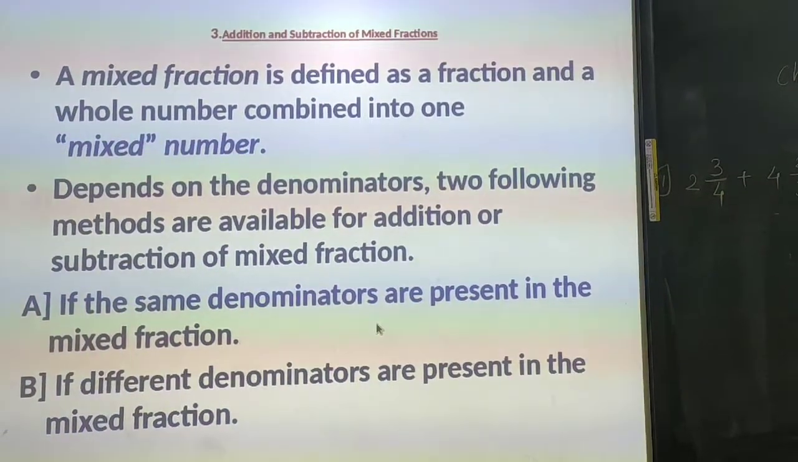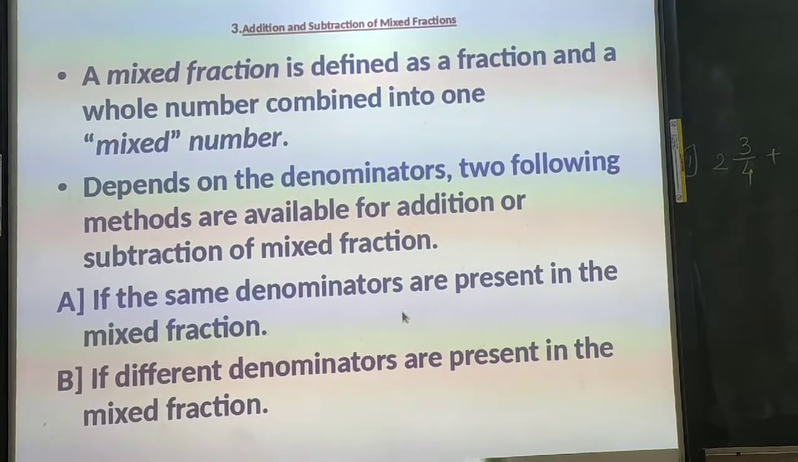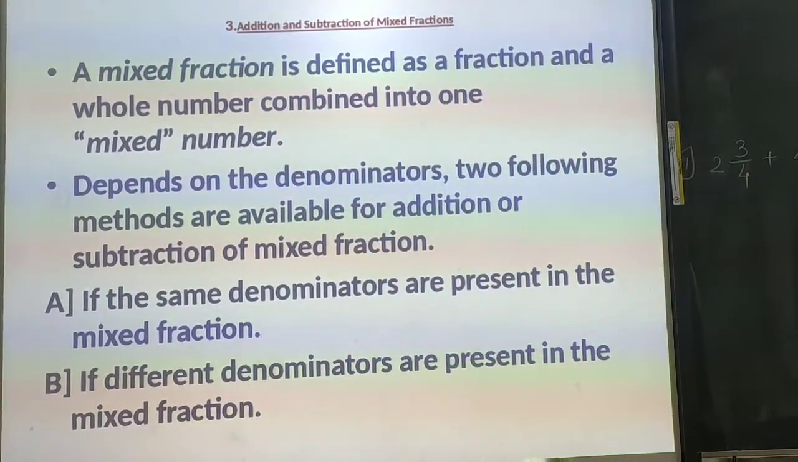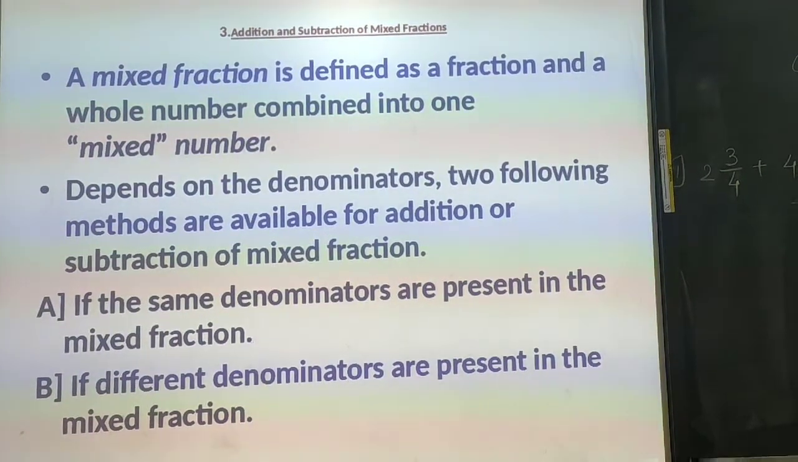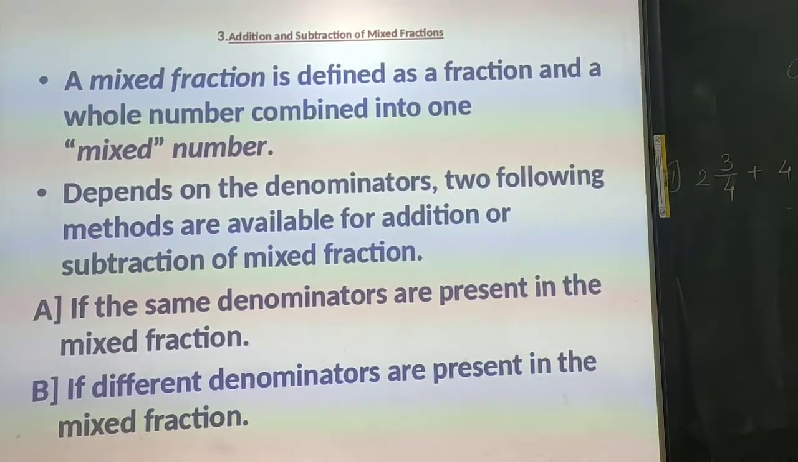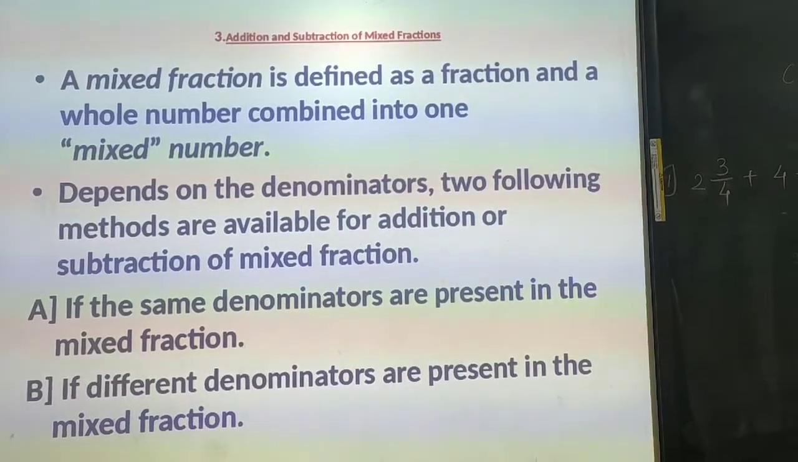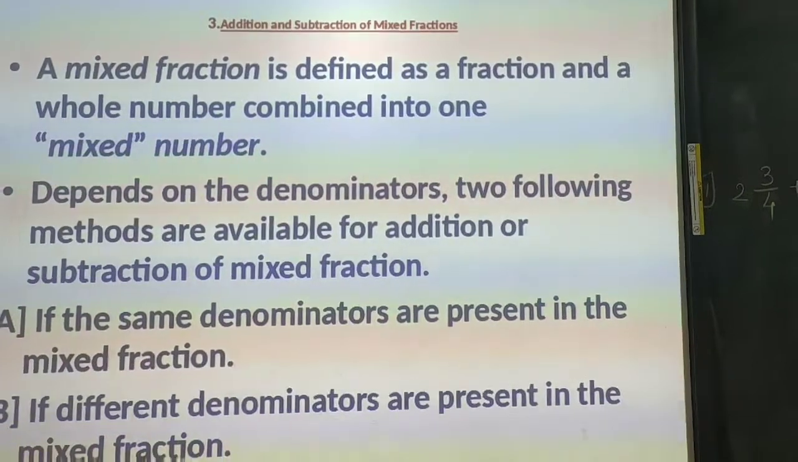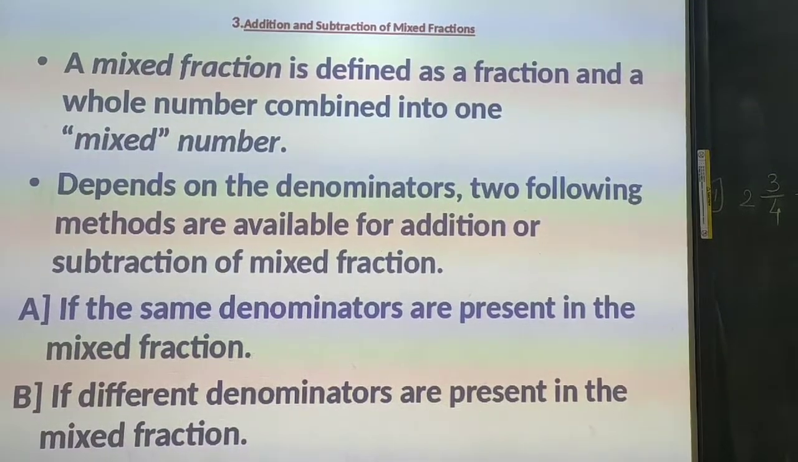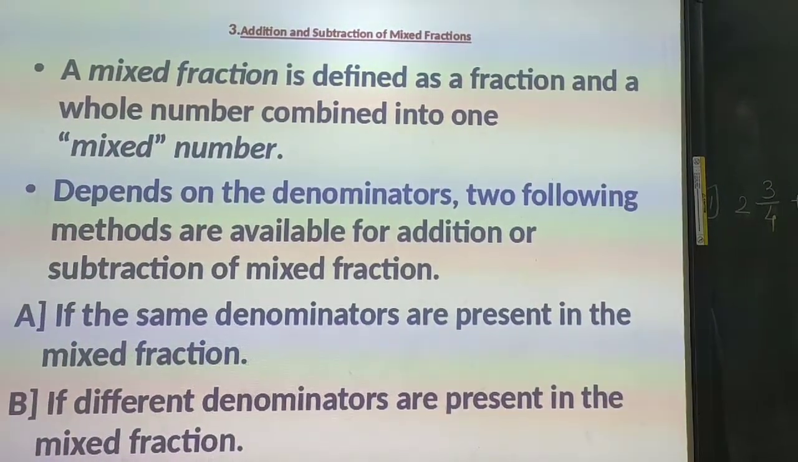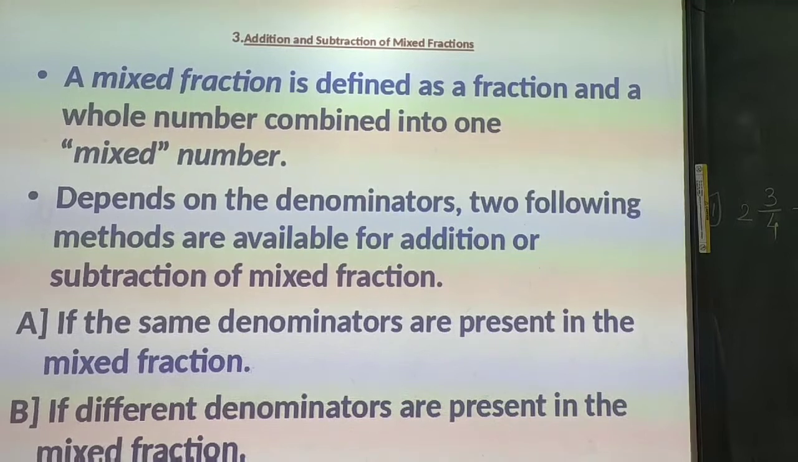Now first let me revise what is meant by a mixed fraction. A mixed fraction is a combination of a whole number and a proper fraction. Depending on the denominators, two methods are available for addition and subtraction of mixed fractions. The first is if the same denominators are present in the mixed fractions, and the second is if different denominators are present. Means if the proper fractions along with the whole numbers are like fractions, then one method, and if they are unlike fractions, then a different method. So here we will see how to do it.